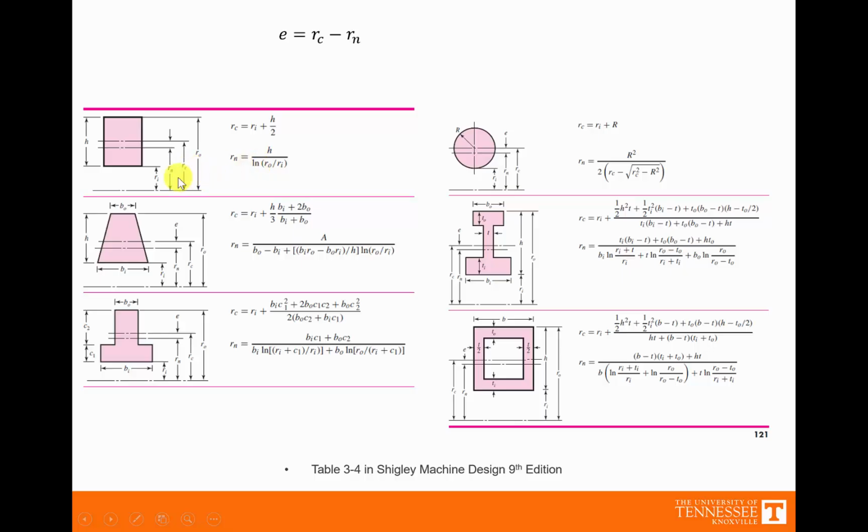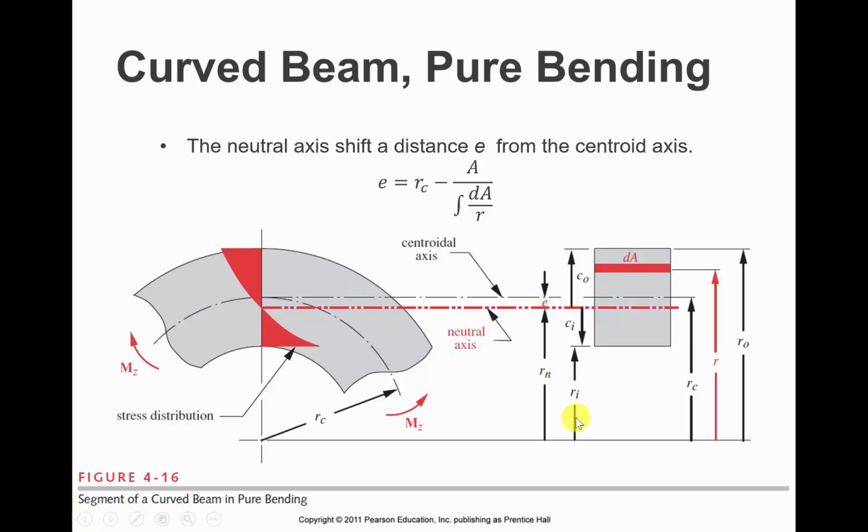Okay. So a couple things to notice, and we'll notice on the diagram as well. ri is the radius from the center of curvature to the inside of the beam. ro is to the outside of the beam. rc is to the centroid. And then you have these values. ci is the distance from the neutral axis to the inside. co is the distance from the neutral axis to the outside. And again, e is the distance between the centroidal axis and the neutral axis. rn is the distance from the center of curvature to the neutral axis. That should cover all of our definitions.